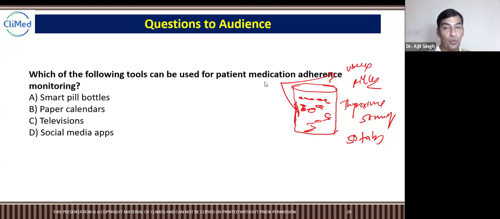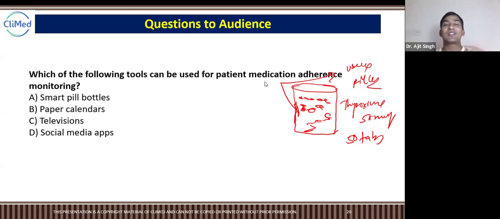Pill through the smart chip cap in bottle. Okay, makes sense. It reminder to take medications at an accurate time. So you guys are fantastic, let me tell you. Okay. Answer is correct, smart pill bottles.